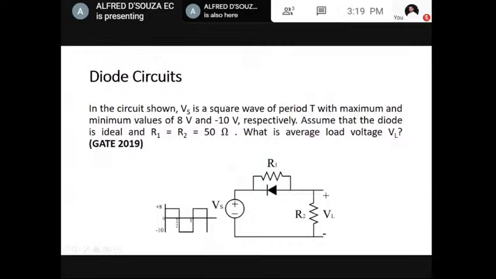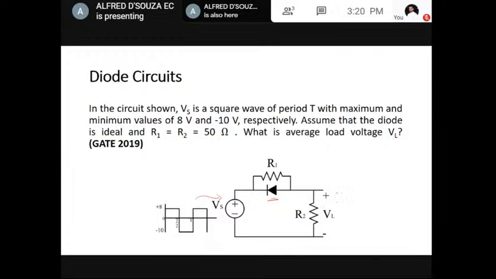So this is a typical question. This type of question, at least one you will get in every GATE examination. So this is a very typical question. We have a diode here, which is in parallel with R1. A square wave is applied as the input to this circuit. We are supposed to find what is the average voltage across the load. VL is marked here. So we are expected to calculate the average load voltage.